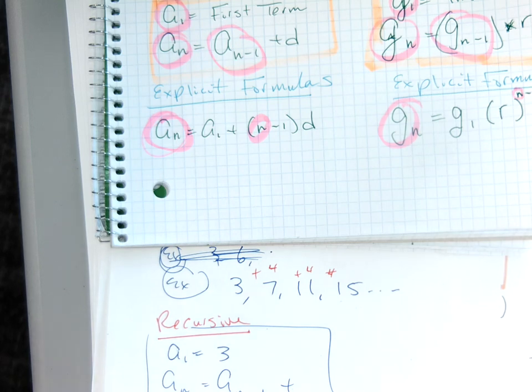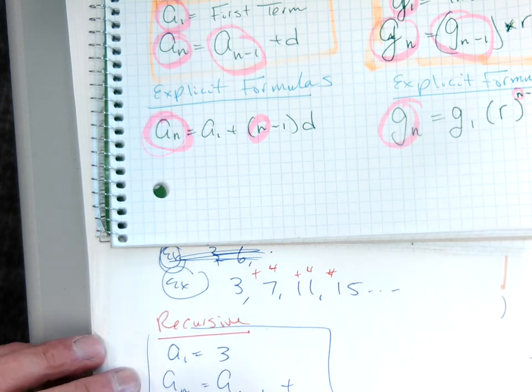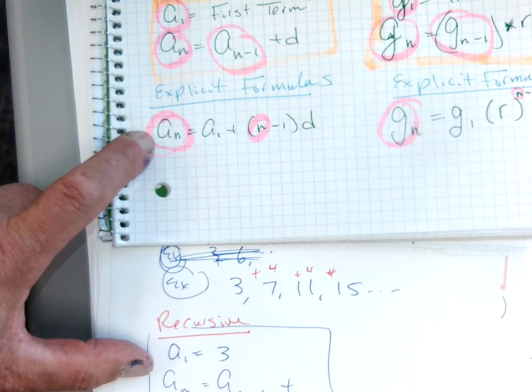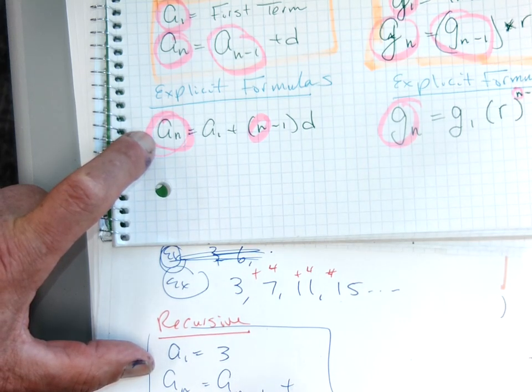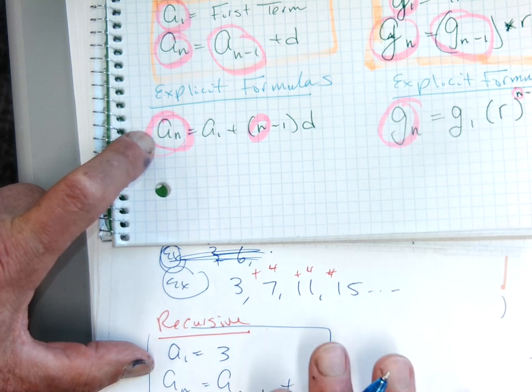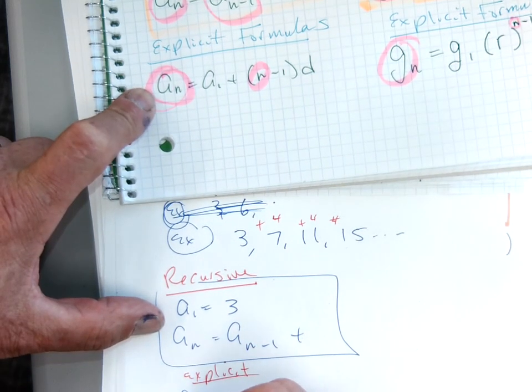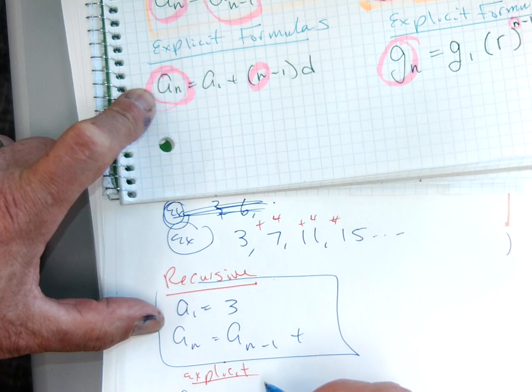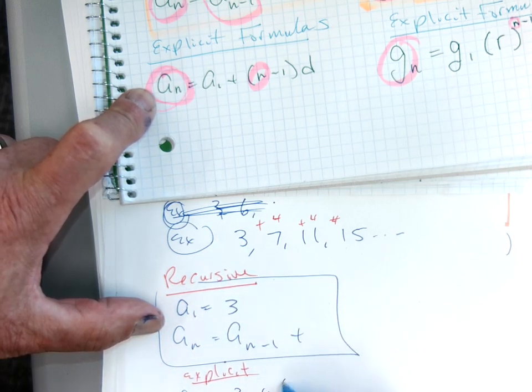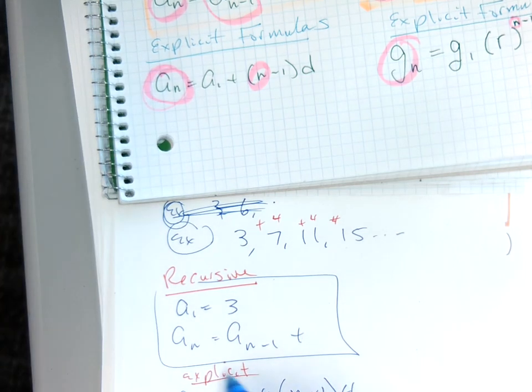If I wanted to make an explicit formula out of this, I would write a of n equals a1, which is the first term, which is 3, plus n minus 1 times d, and my d is 4. There's my formula. That's all I need.